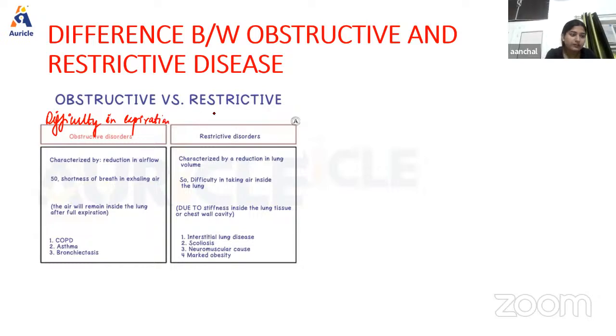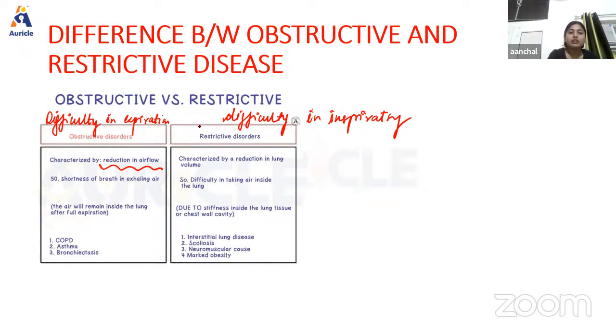And what is restrictive disease? This is also an abnormal respiratory condition which is characterized by difficulty in inspiration. Okay, so we can see the difference also, that here the obstruction means some kind of resistance. So here there will be reduction in airflow due to resistance, and shortness of breath will be there, and the air will remain inside the lungs even after forceful expiration.